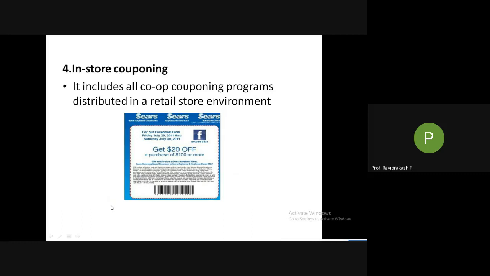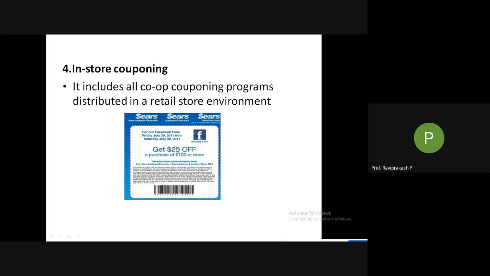Next comes in-store coupon or in-store couponing. It includes all co-op couponing programs distributed in a retail store environment. You might not have heard of this: Sears is a brand like Big Bazaar. Sears is a store, and there are many Sears stores in the United States. So if you go to one of these Sears, you can get this particular coupon and redeem it anywhere in Sears. Throughout America you can go to any Sears and redeem.